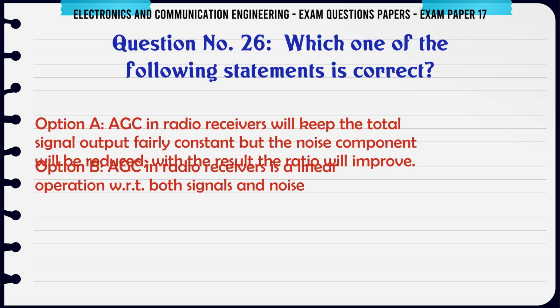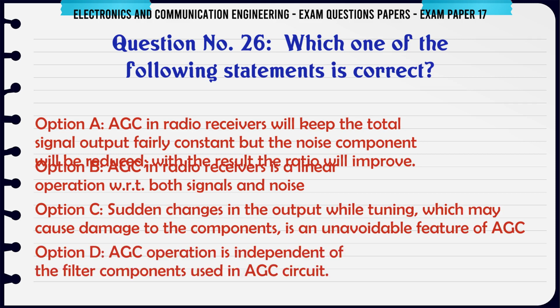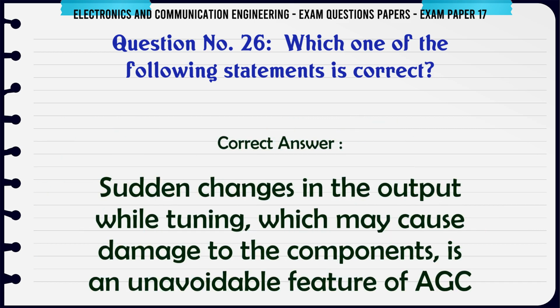Which one of the following statements is correct? A. HEC in radio receivers will keep the total signal output fairly constant, but the noise component will be reduced, with the result the ratio will improve. B. HEC in radio receivers is a linear operation with respect to both signals and noise. C. Sudden changes in the output while tuning which may cause damage to the components is an unavoidable feature of HEC. D. HEC operation is independent of the filter components used in the HEC circuit. The correct answer is sudden changes in the output while tuning which may cause damage to the components is an unavoidable feature of HEC.